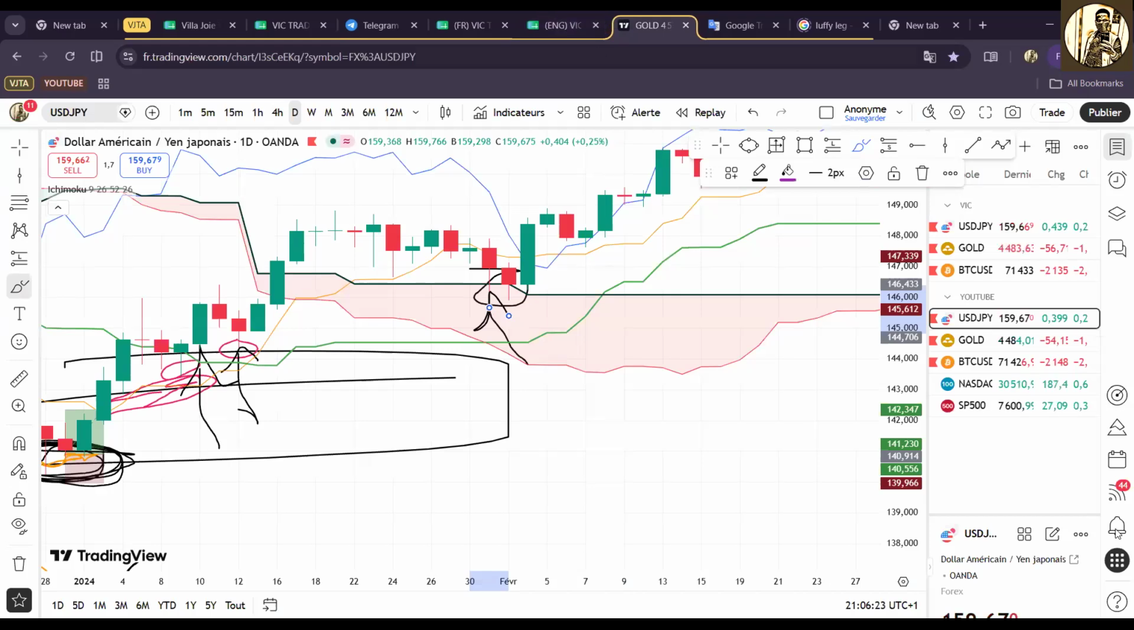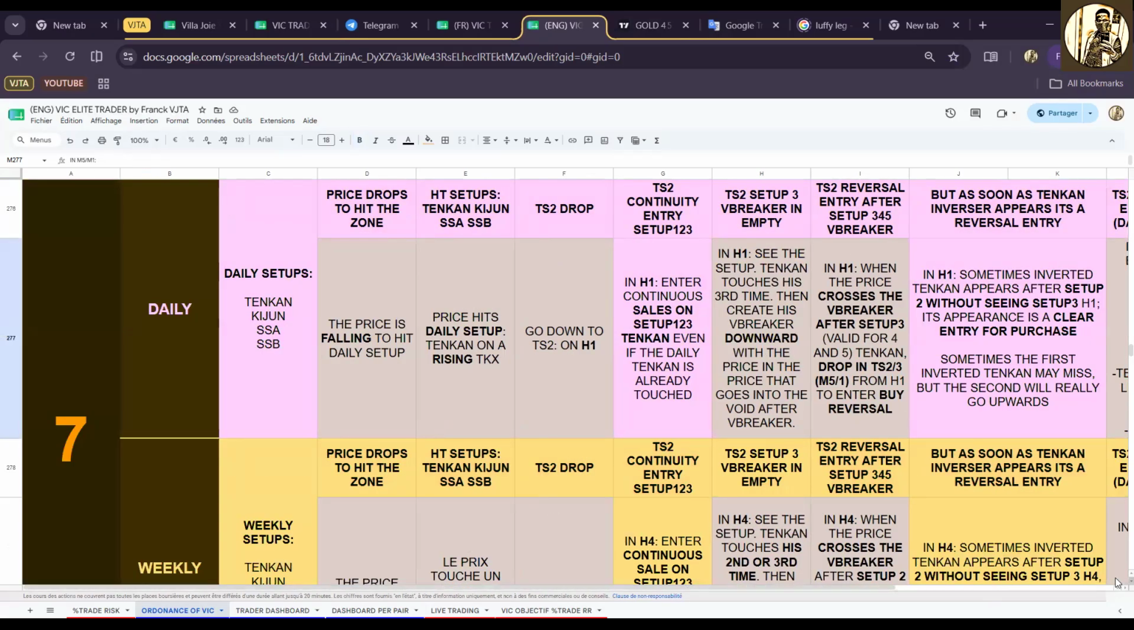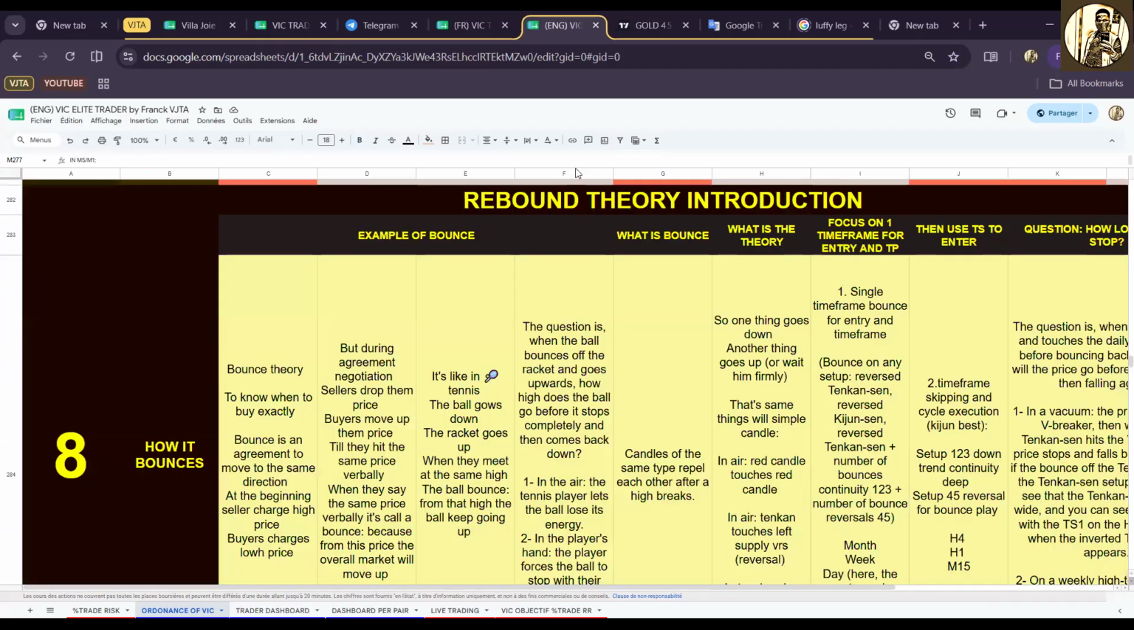So now let's move down to the next one. So now let's move down to the bounce theory, the introduction of the bounce theory.